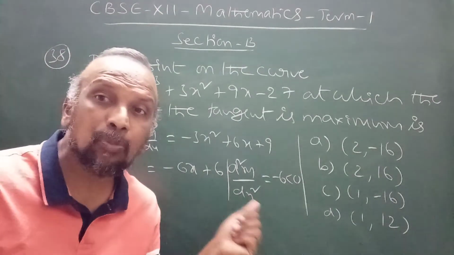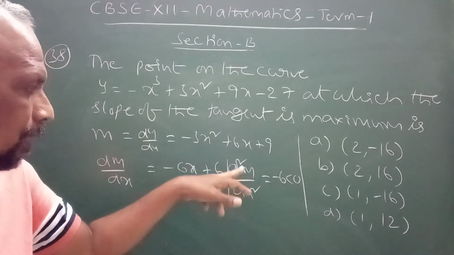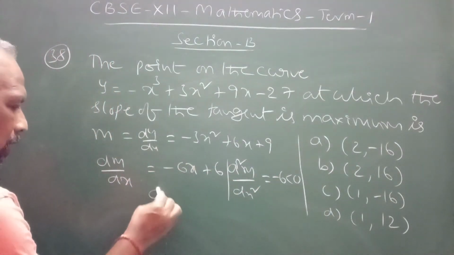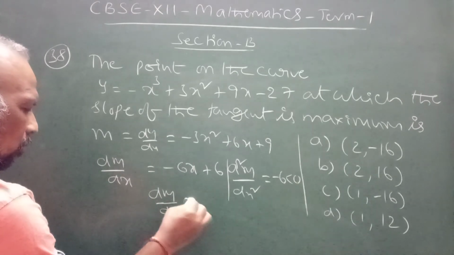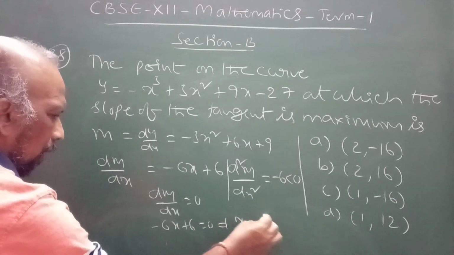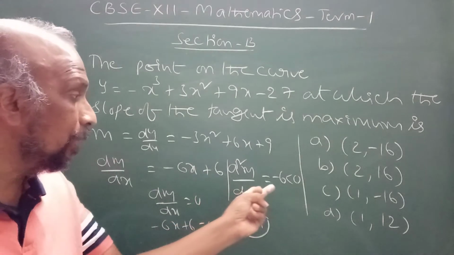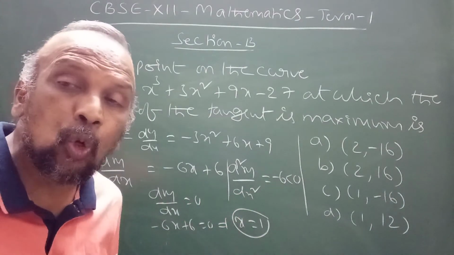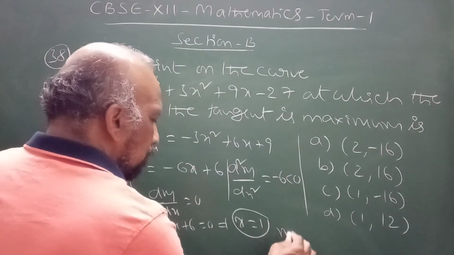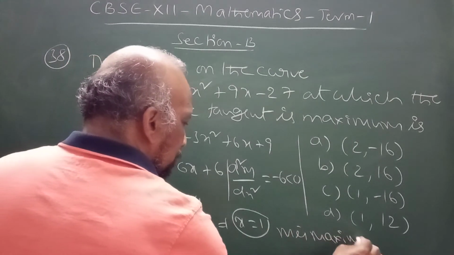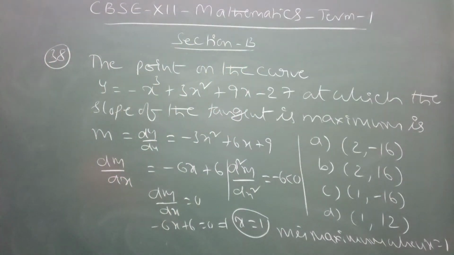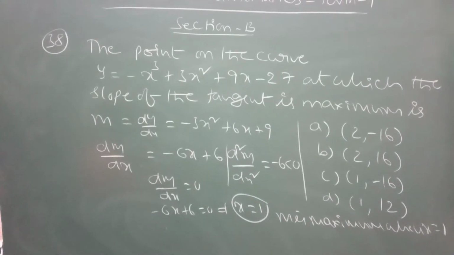That means it has a maximum value. The slope is maximum when dm by dx equal to 0. Then minus 6x plus 6 equal to 0, then x equal to 1. At x equal to 1, the second derivative is less than 0. So the slope m is maximum when x equal to 1.